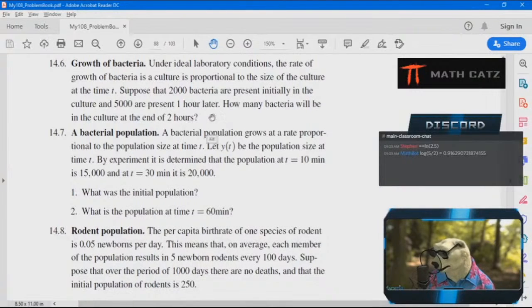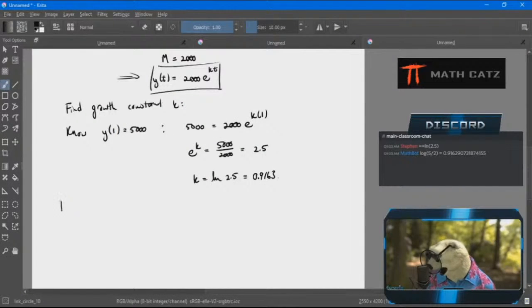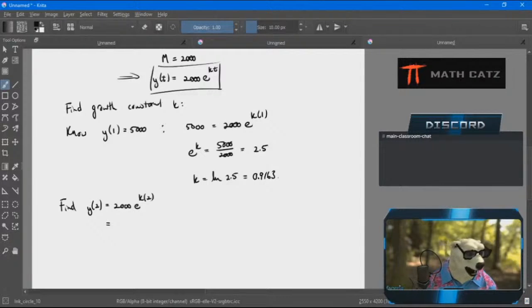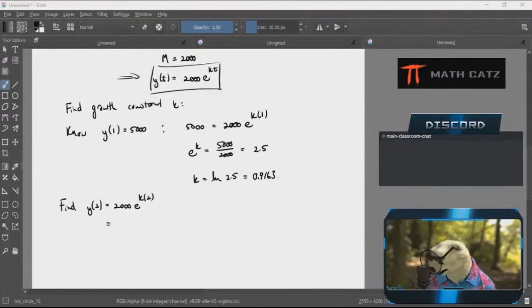Now we can finally get to the question. How many bacteria will be in the culture at the end of 2 hours? So now we can find the y value when time is 2 hours. Quite straightforward. I'm going to keep the k as a k, even though I am aware I do have the number if I need to. I don't want to write a messy decimal number in there. But when I use k in a calculation, which I'm going to do now, I do use its accurate value.